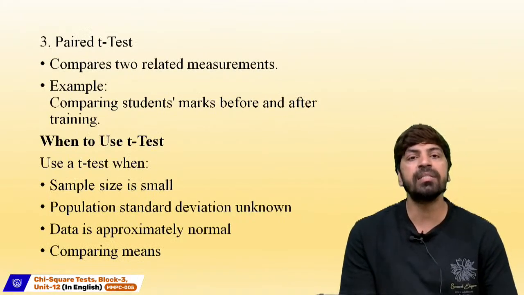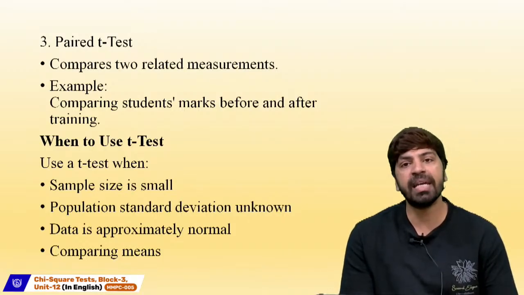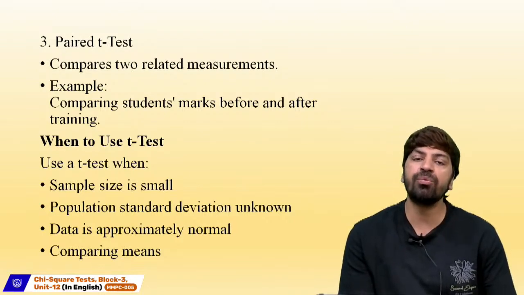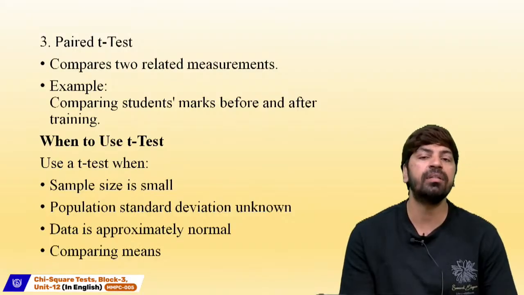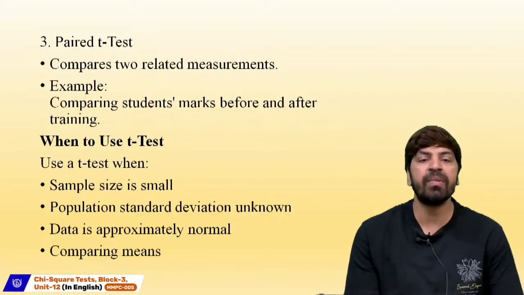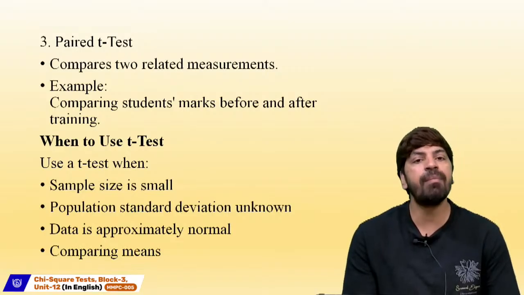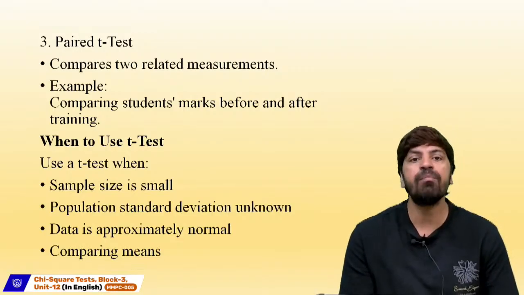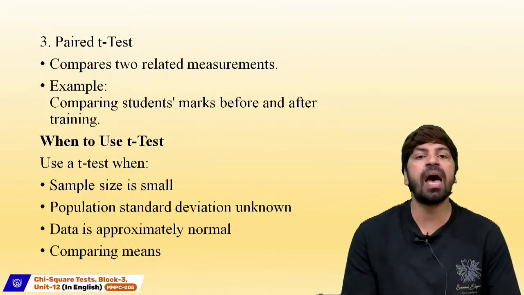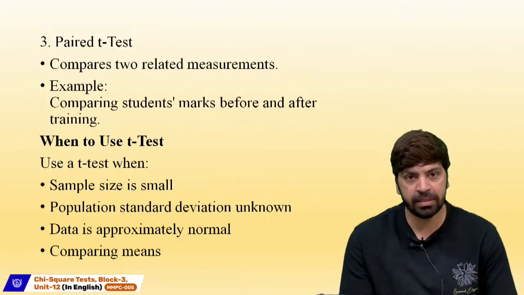The next test is a paired t-test, where it compares two related measurements. For example, comparing student marks before and after the training. So that's called the paired t-test. When to use a t-test? Use a t-test when the sample size is small, the population standard deviation is unknown, the data is approximately normal, and you are comparing the means.